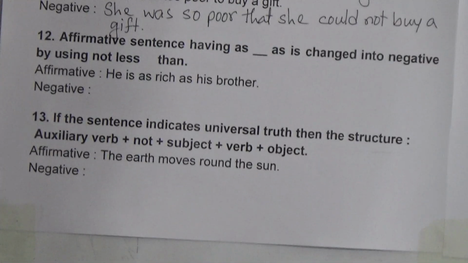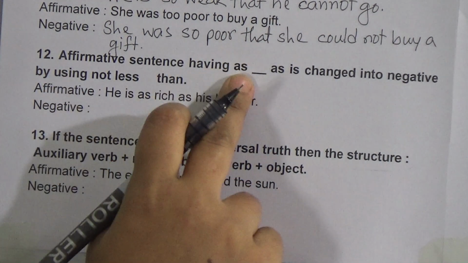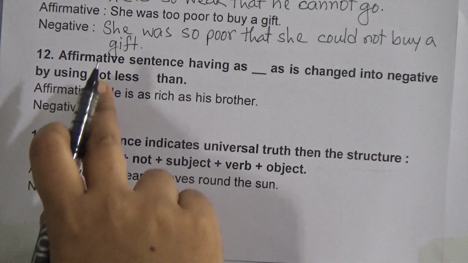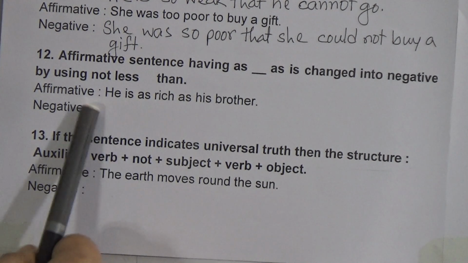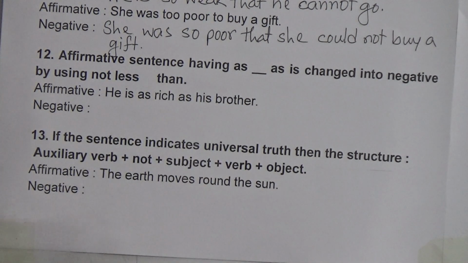Now we'll go to our next rule, rule number 12. An affirmative sentence having as dot dot as is changed into negative by using not less than. So now look at this example. He is as rich as his brother. So there will be an adjective, and how will you change it? So we will write not less than. Okay, let's start.